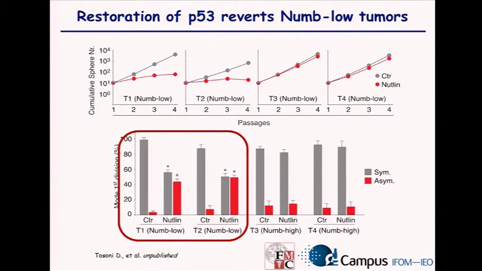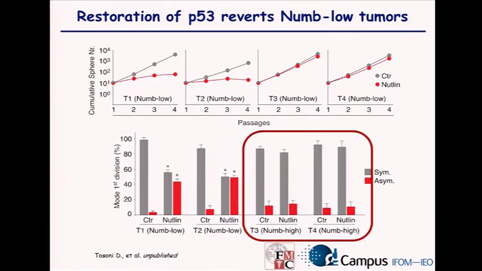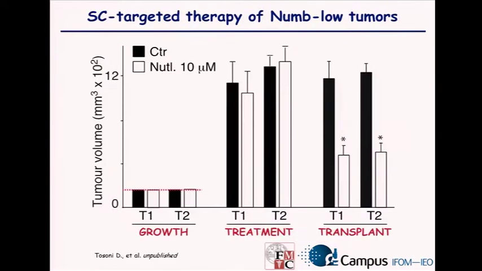And this can be also visualized by going and looking at the symmetry versus asymmetry. You see that in the NAM-low tumors, all the divisions are essentially symmetric, but when we put Nutlin, we recover a very significant amount of asymmetric division in both the examples, while if we go in the NAM-high tumors, in the one in which allegedly the effect is not through p53, you see that the divisions are asymmetric, but Nutlin, so the restoration of p53, doesn't have any effect.